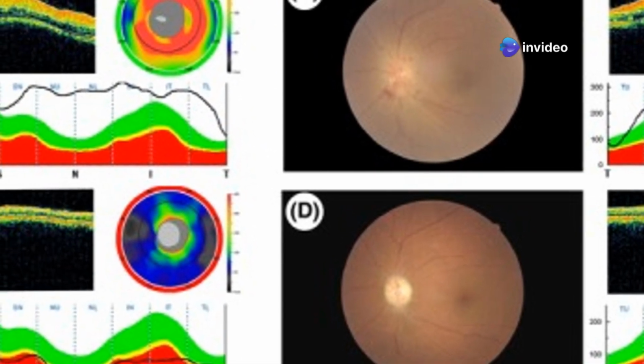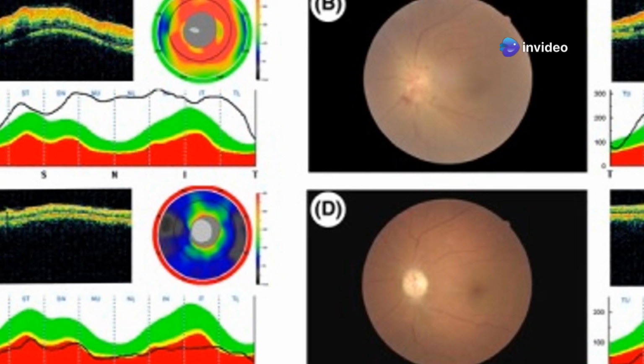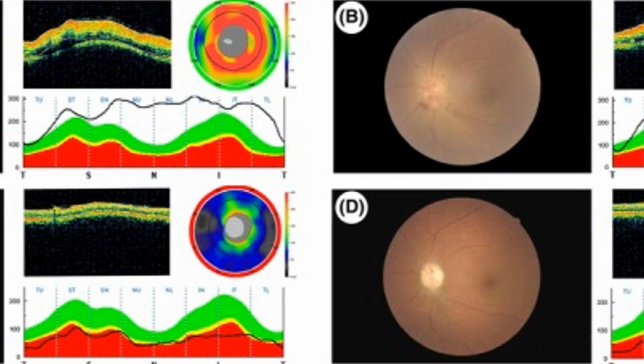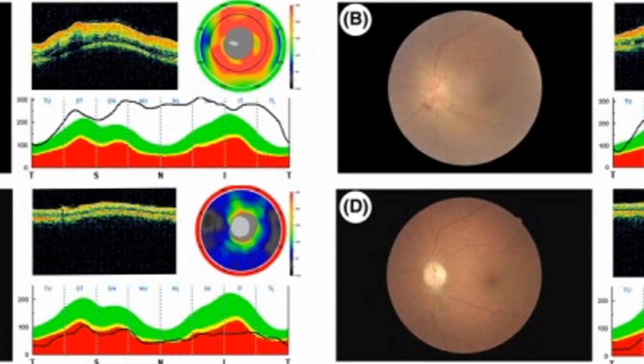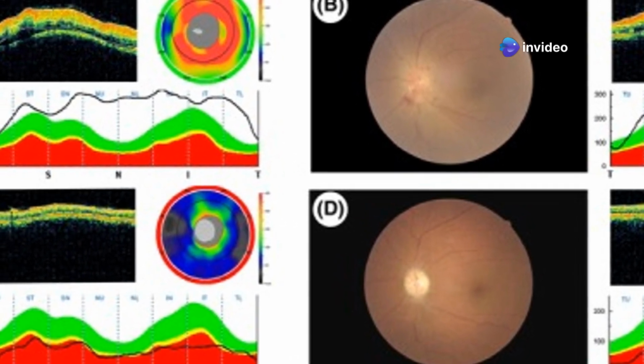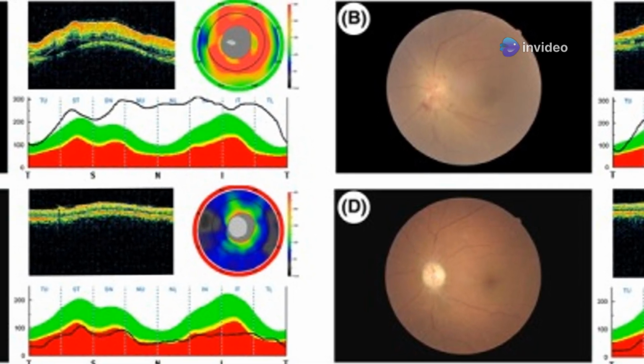Images A and B showcase the fundus photographs and optical coherence tomography, or OCT, scans of a patient with bilateral IJV stenosis before stenting. The fundus photographs reveal severe papilledema in both eyes. The optic discs are elevated and surrounded by a peripapillary halo indicating swelling.